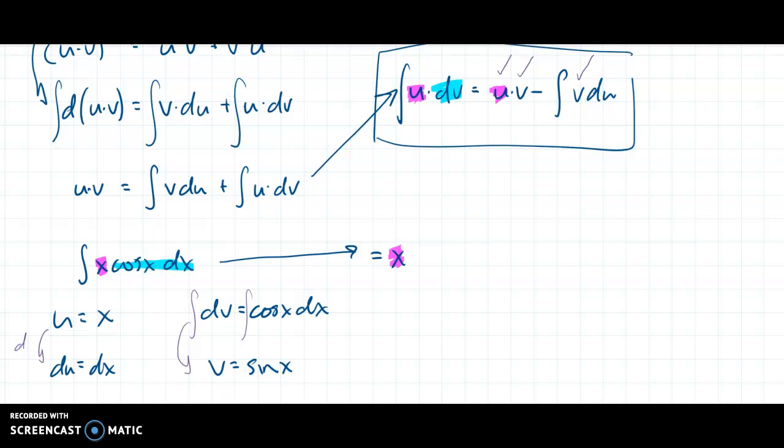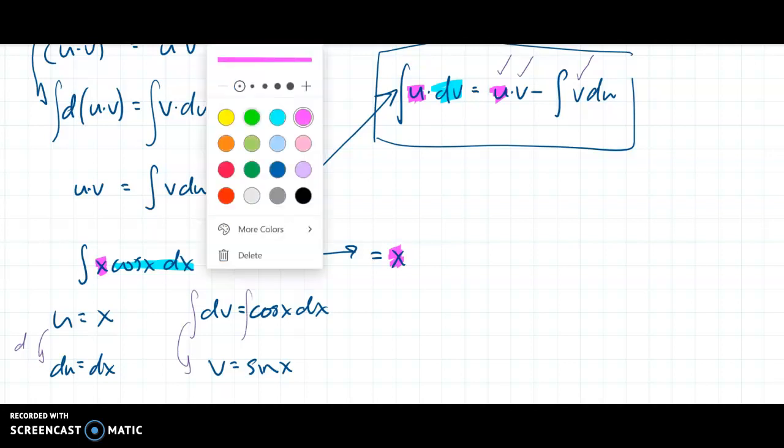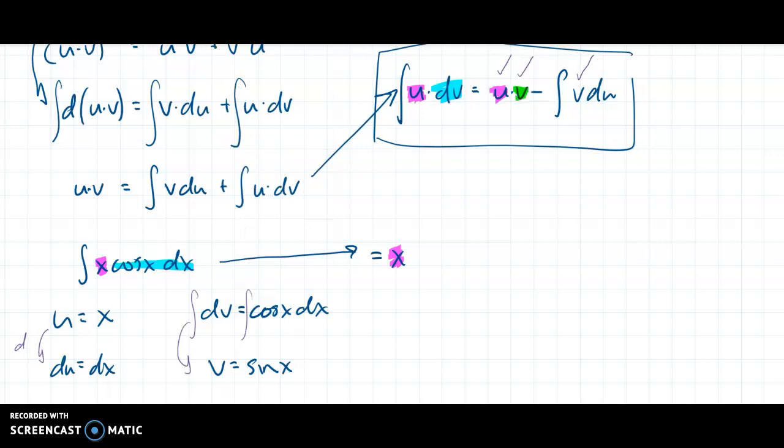Okay, so next, v. I've got v. All right, v is this, which is sine x. So I'm going to write times sine x minus the integral. Oh, and look, I've got v here again. And this seems complicated, but don't worry. I'll give you good, easy ways to do this. So I've got my v right here.